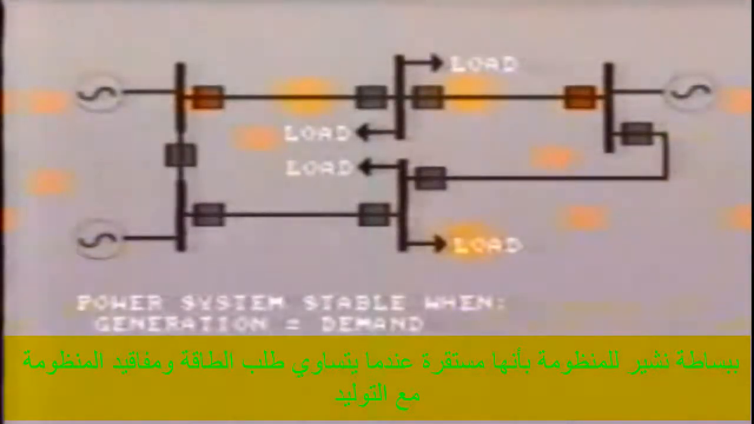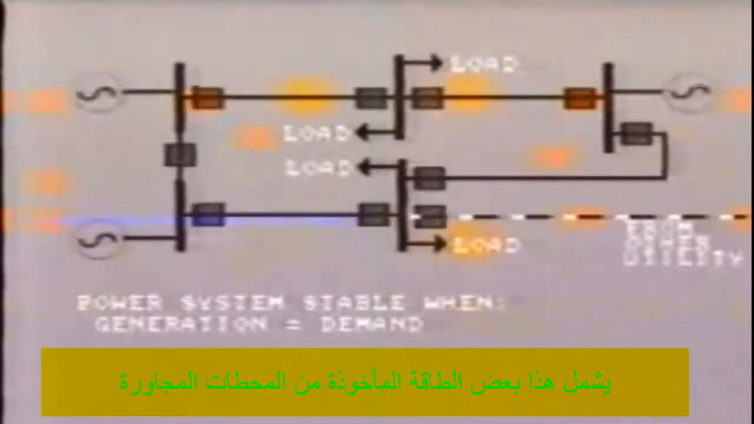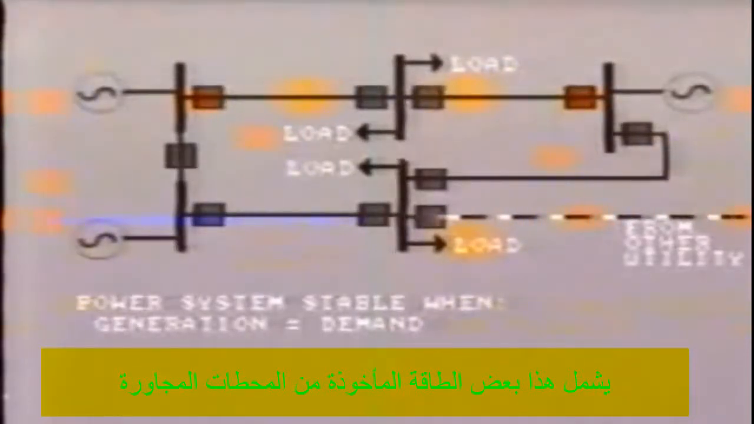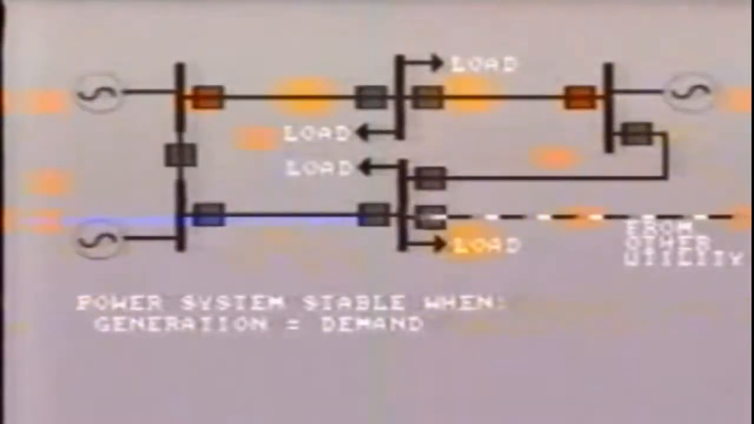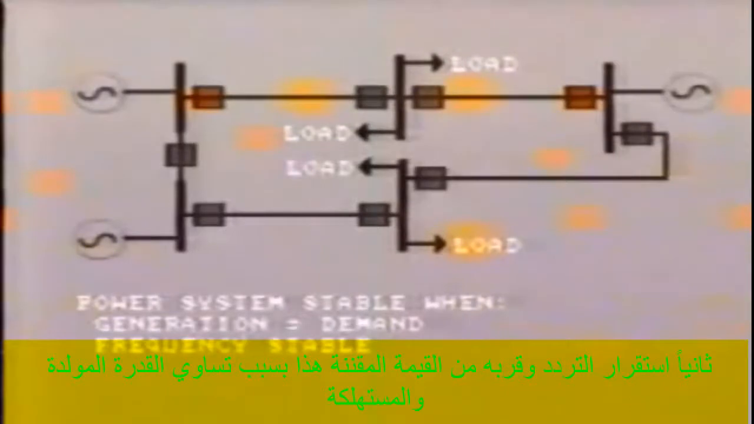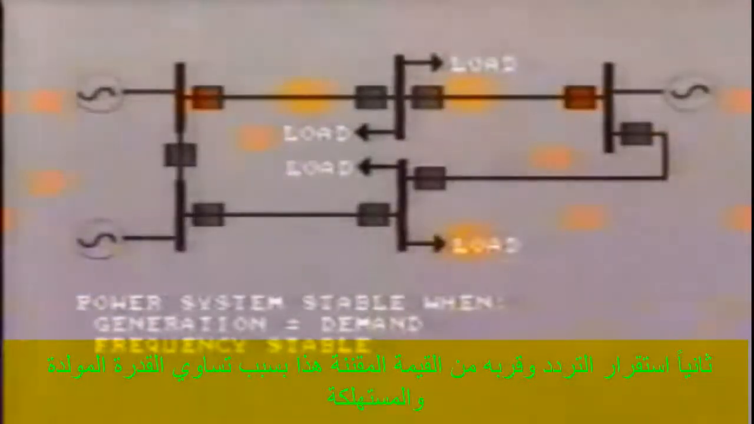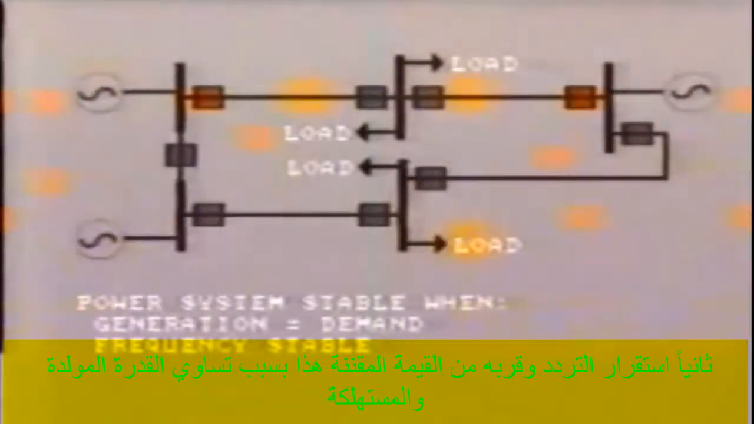Well, in simple terms, we refer to the power system as being stable when A, the power demands and losses on the system are being adequately supplied by the power being generated. This may include some power being imported from a neighboring utility. B, the frequency is stable and close to its nominal value. This is because power supply and power consumption are equal.